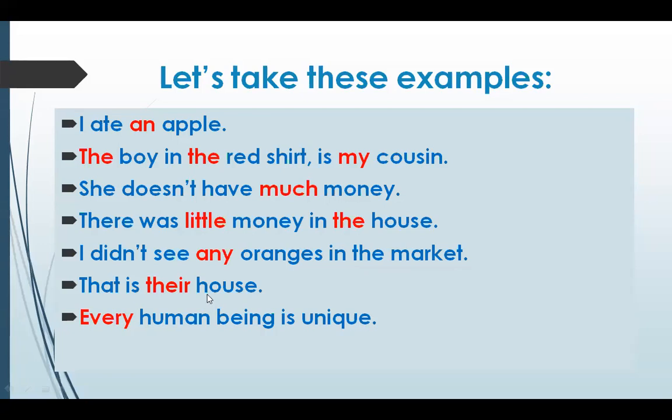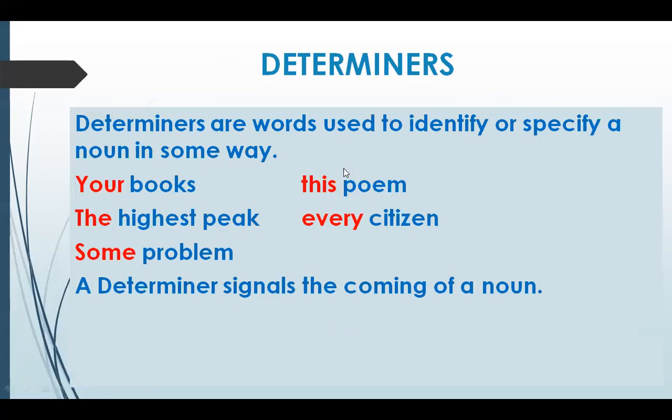Now see these words. What these words, the words in red, are actually doing is helping us to identify or specify a noun in some way. They are signaling towards the coming of a noun. See, right after the word which is in red, the noun appears: an apple, the boy, the red shirt, my cousin. So what exactly are these? These are all determiners. So determiners are words which are used to identify or specify a noun in some way.